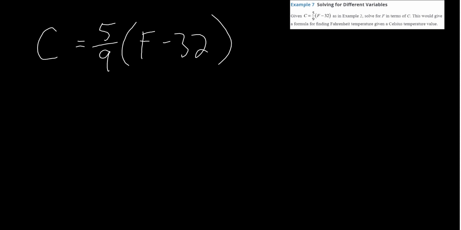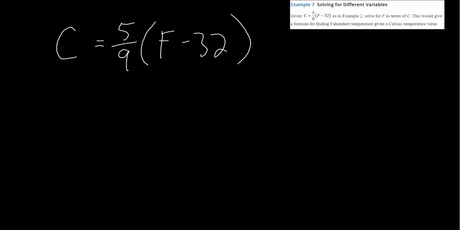So we've got c is equal to 5/9 times f minus 32. We need to solve for f. So how do we solve for f? Well, we need to first isolate f. How would we go about isolating f? We can do the same thing we did before, right? What we're going to do is multiply both sides by 9/5, and let's move this over to the right just a tad.